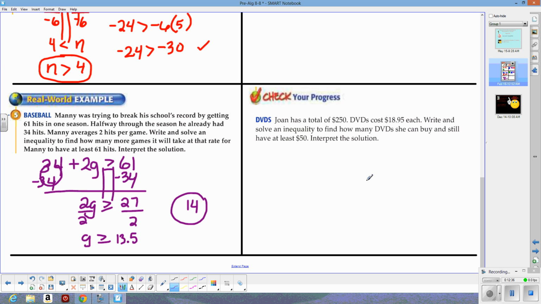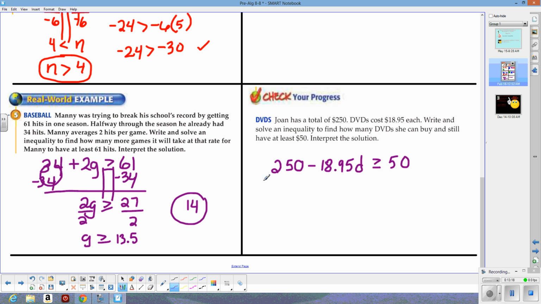Joan has a total of $250. DVDs cost $18.95 each. Write and solve an inequality to find how many DVDs she can buy and still have at least $50. Well, if she has $250 and she's buying DVDs that are $18.95 each, we're going to take 250 minus $18.95 times the number of DVDs. And let's use D for the number of DVDs. And we want to have at least $50 left. So her money needs to be greater than or equal to $50.